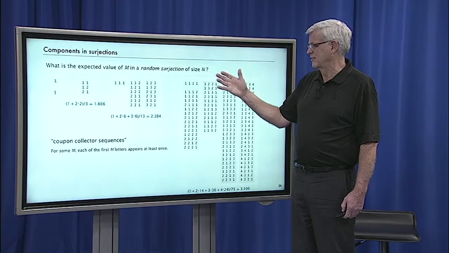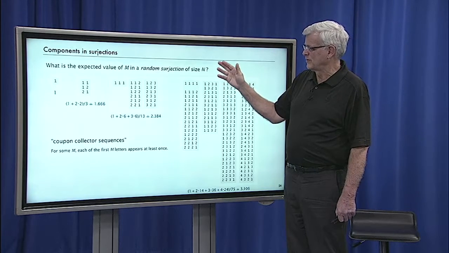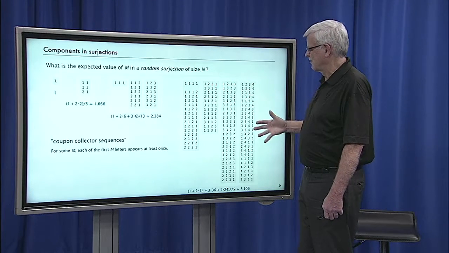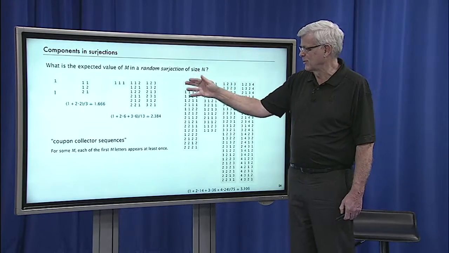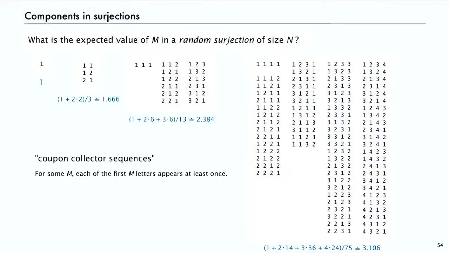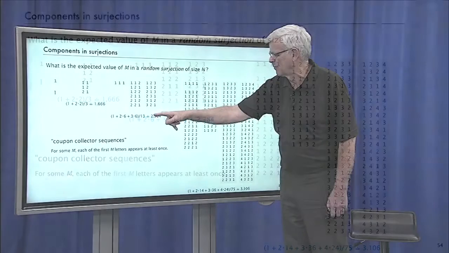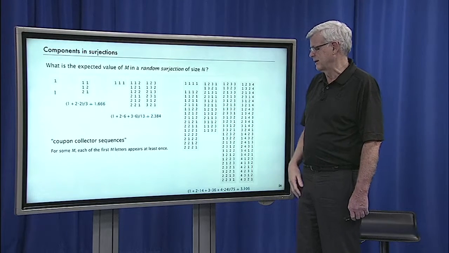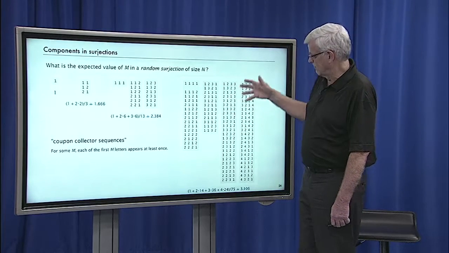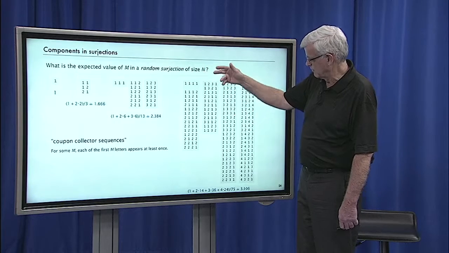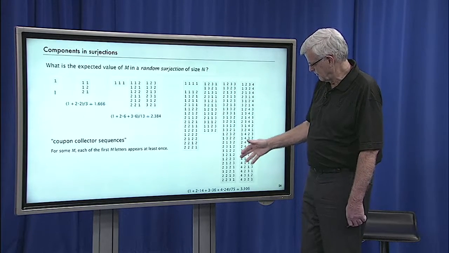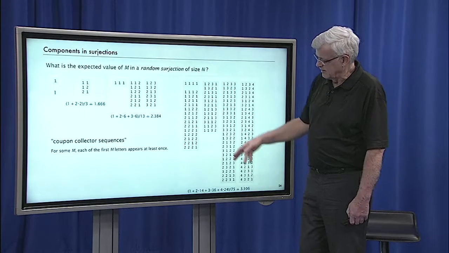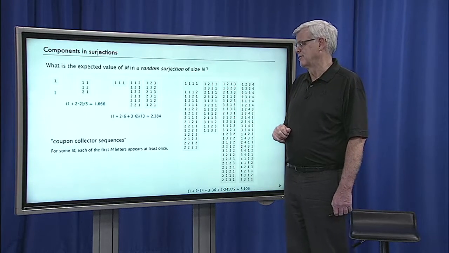Let's look at surjections. If you have a random surjection, what's the expected value of m? That's a much more complicated calculation. Here there's one of them where the value of m is 1, there's 6 of them where it's 2, 6 of them where it's 3, so that's the expected value. And for 4, there's 1 where it's 1, there's 14 where it's 2, there's 36 where it's 3, and there's 24 where it's 4, and again you get the average.